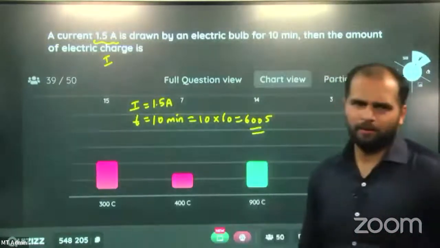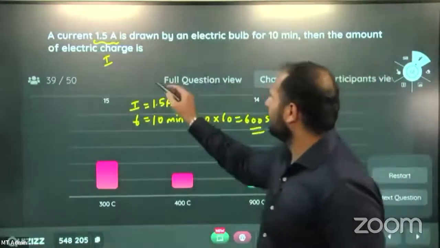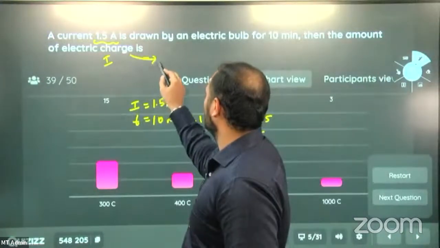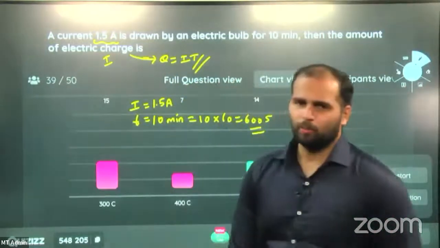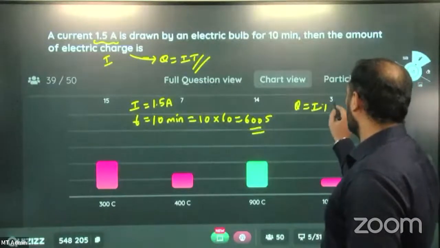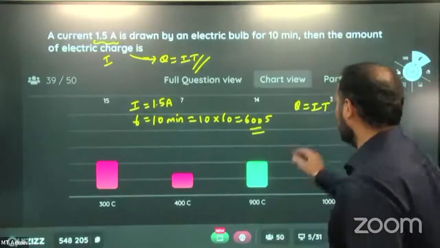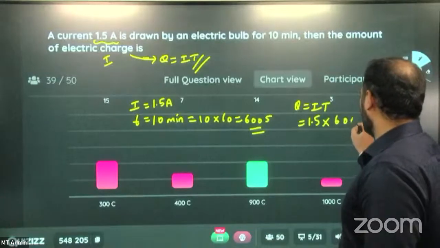Okay? And now, what are they asking for? The amount of electric charge. Electric charge means they are asking for Q. And what is the formula of Q? A basic formula of Q is Q is equal to I into T. Q is equal to I into T. What is your I? I is 1.5 into 600.